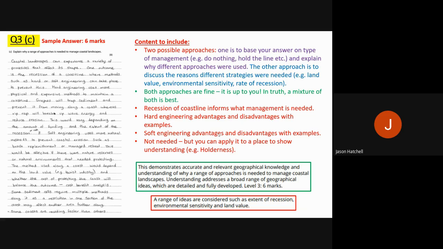The other approach, which this answer did mostly, that you had on screen, was to talk about the different strategies and why they were needed. So, for example, why hard engineering is used and what it's useful for, and why soft engineering is used and what it's useful for. As I said, this answer you have on screen didn't very well go through land value, environmental sensitivity, and rates of recession. You would just broaden that out a bit by explaining what they are and how they inform the decisions or approaches used.